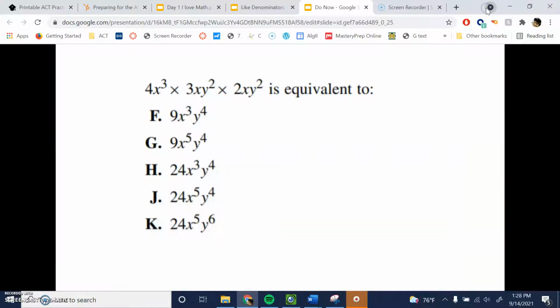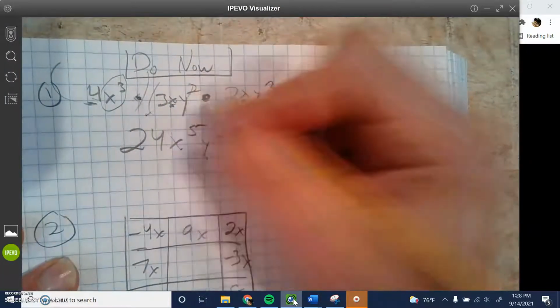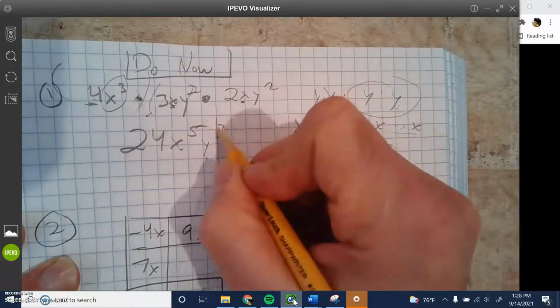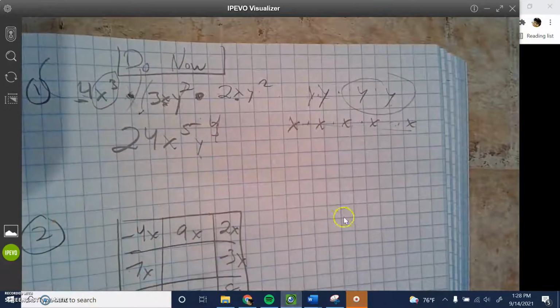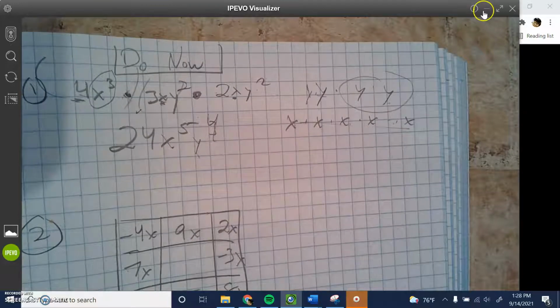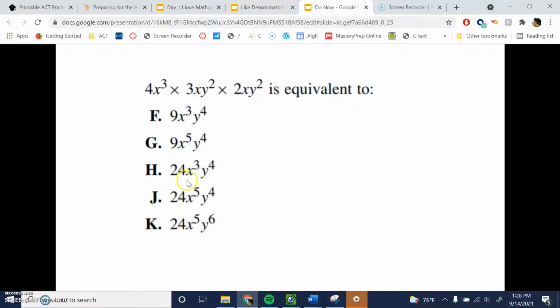Let's see. 4x to the 5th, y to the 4th, my bad. Y to the 4th. Where'd I go wrong? I didn't put the 2 right here, my bad. Y to the 4th. There you go. So that's what happens. Sometimes you look and see that you copied the problem down wrong, so you could go back and check. That's good. So that would be J.